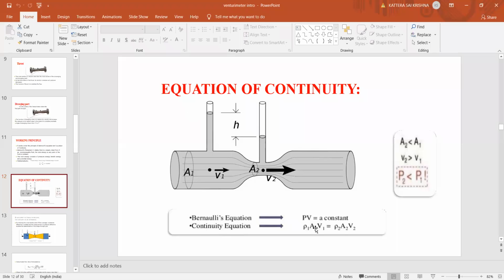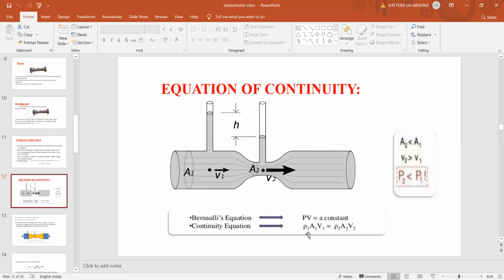So the continuity equation is rho 1 A1 V1. Discharge is denoted by AV. If it is a compressible fluid, what happens? Density will change as it is compressed. So rho 1 A1 V1 equals rho 2 A2 V2 for a compressible fluid. Suppose water is there, it is an incompressible fluid. So the continuity equation directly becomes A1 V1 equal to A2 V2, because density doesn't change. So rho 1 will be equal to rho 2 if it is water.